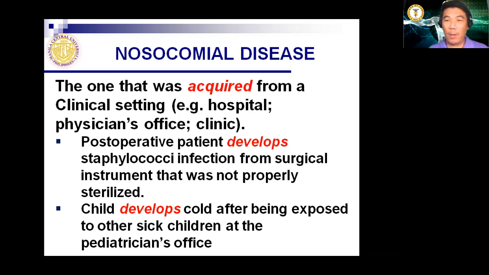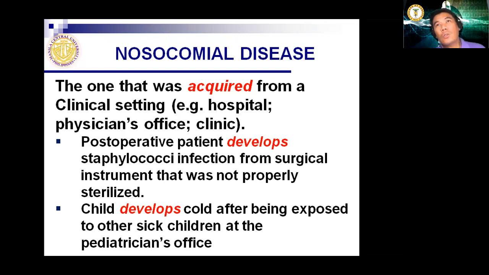So it is brought about by a possible cause, a circumstance like the instrument that had not been properly sterilized. Another, a child develops a cold after being exposed to other sick children. So the possibility that the child develops the cold with the exposure to those who are sick. Okay, so probably moderate colds or moderate to severe respiratory problems. So they have been exposed, they have developed it, but they are still within the premises of the hospital. So these are nosocomial diseases.